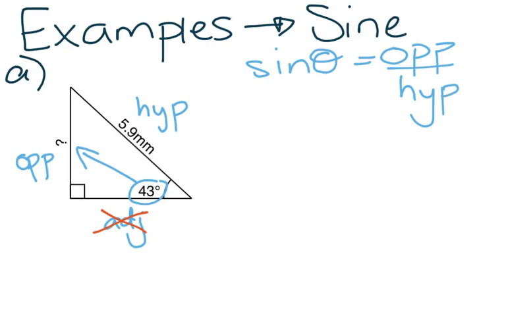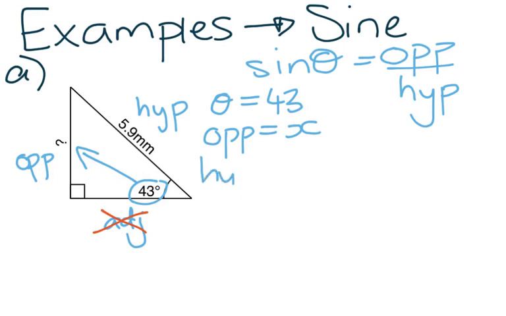The next step when I'm learning how to do trigonometry is writing down what I know. So the angle is 43. The opposite side, we don't know. So I'm actually going to label that x, even though it's a question mark on the diagram. And the hypotenuse is 5.9.